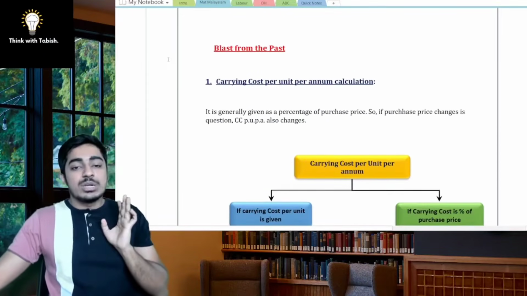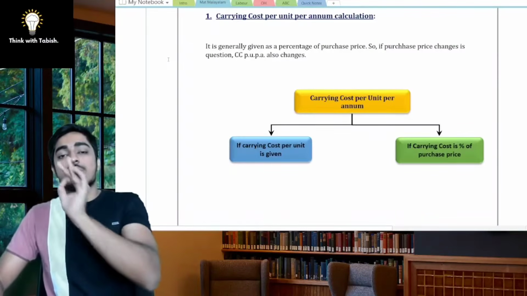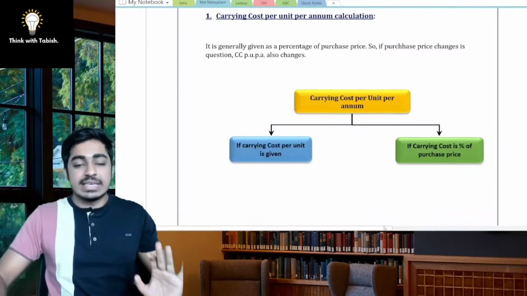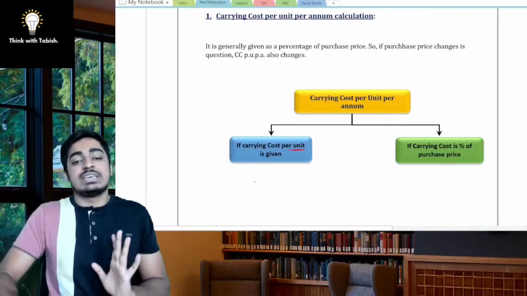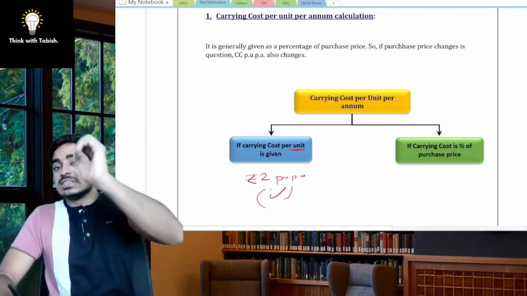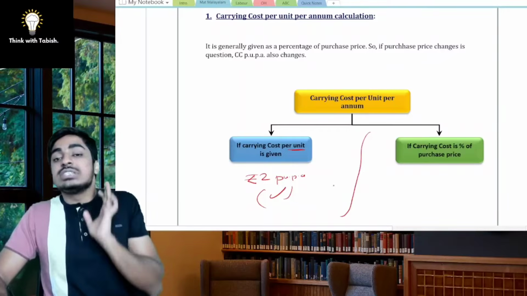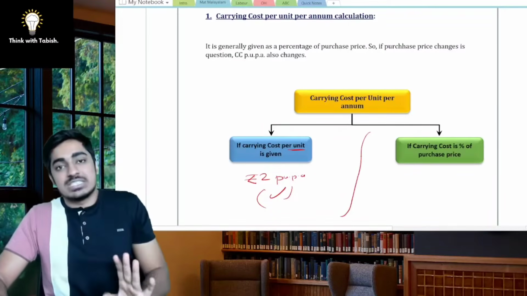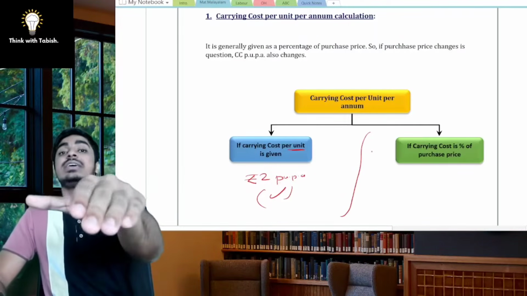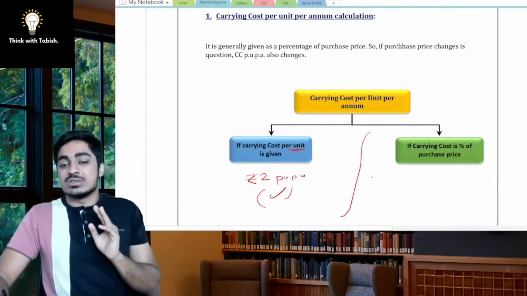Yes, important points to be kept in mind. Firstly, it is the calculation of carrying cost per unit per annum. Yes, if carrying cost per unit is given, directly carrying cost is told as rupees 2 per unit per annum. Whether it is the original price or discounted price, we are going to take this amount. But if carrying cost is given as a percentage of purchase price, now purchase price is varying, so carrying cost will also keep varying.